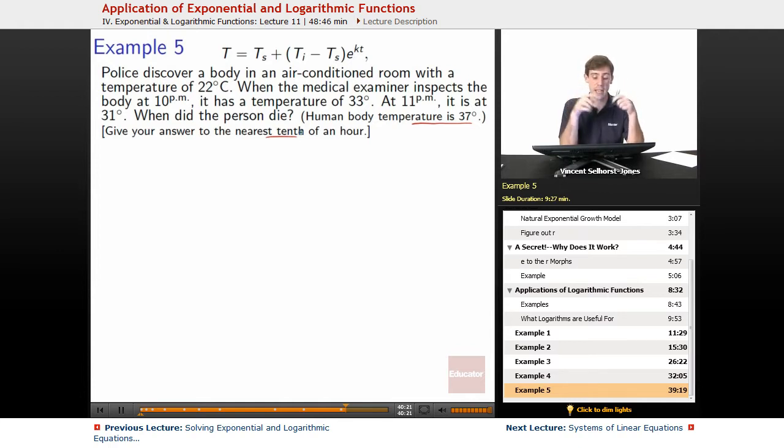So this is forensic science. This is the sort of math that crime scene investigators can use to figure out when a person died, to be able to create a good murder case based on that.